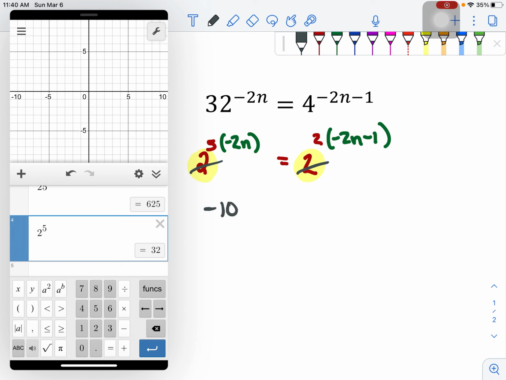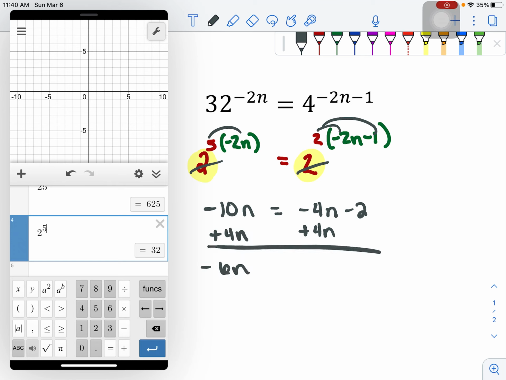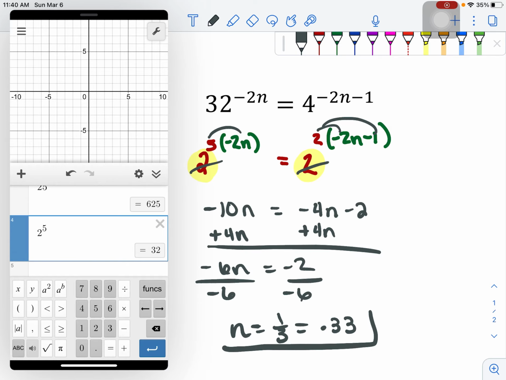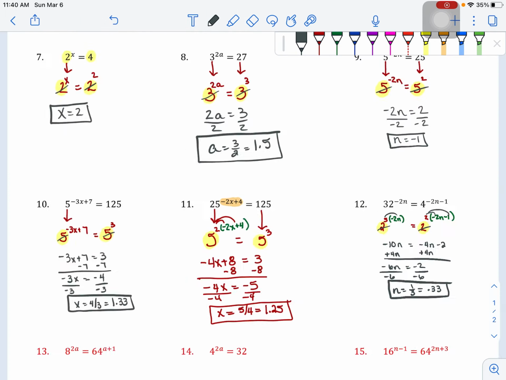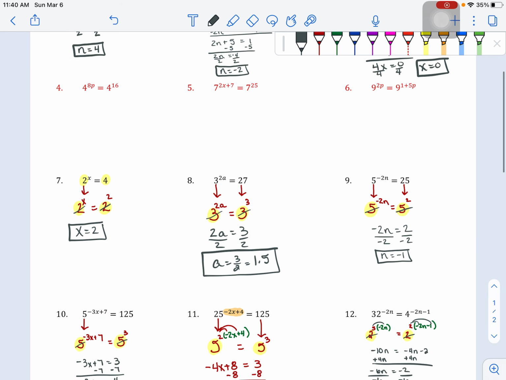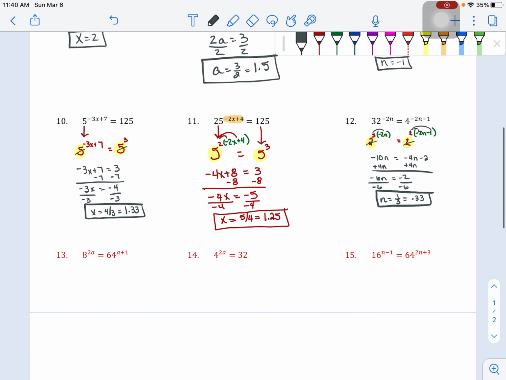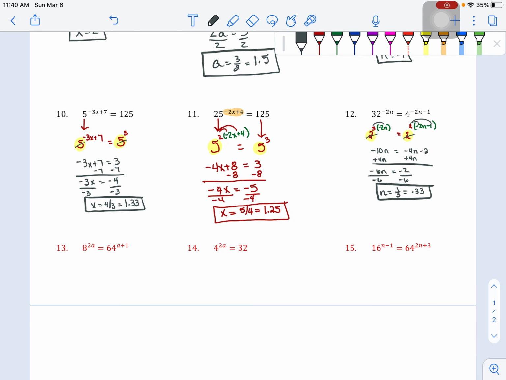Now I have negative 10n, negative 4n minus 2, right? I distributed. Add 4n. Negative 6n equals negative 2. Divide, I get 1/3, or I get 0.33. Either way. You are doing 6 problems. The first 3, number 4, 5, and 6, have bases that are the same. And 13, 14, 15, they are not the same. Take care.